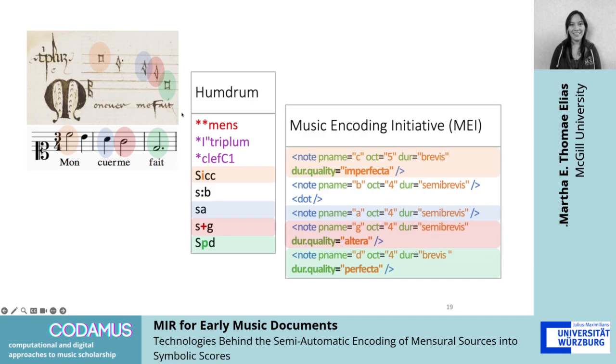And for all the perfecta, imperfecta, and ultra, you can also encode it there. You can see the characters in color, the I for imperfecta, the plus for ultra, and the P for perfecta. So, two great formats to encode mensural notation.